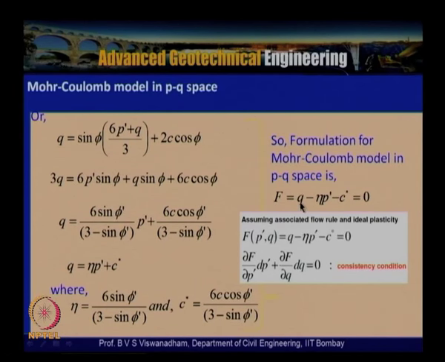So, the formulation for the Mohr Coulomb model in p-q space can be expressed as q minus nu p dash minus c star is equal to 0, assuming the associated flow rule in ideal plasticity, which we started with by idealizing the geomaterial in the case of the Mohr Coulomb criterion, where the function of p dash, q is equal to q minus nu p dash minus c star is equal to 0, which is dou f by dou p dash dp dash plus dou f by dou q dq is equal to 0, which is actually called the consistency condition.